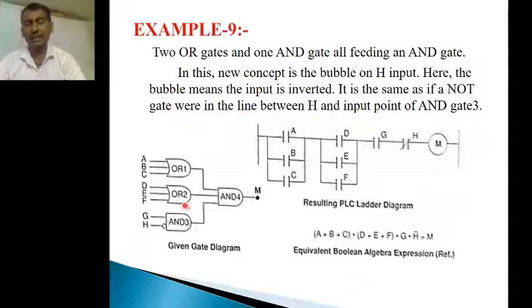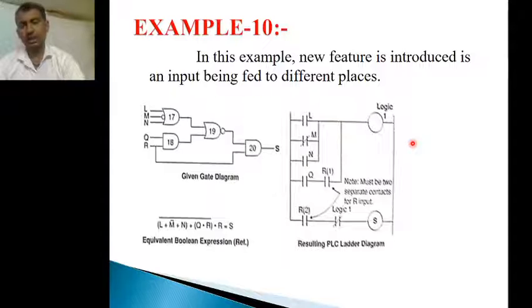And in the second combination, what do we have? Again an OR gate. So OR gate means parallel connection. What are the inputs? D, E, F. So D, E, F are connected in parallel. And in the third combination, which gate? AND gate. So what are the inputs? G and H bar. So H bar can be represented with a normally closed contact, and G and H bar connected in an AND gate, so we can represent them in series. So this is about the ninth example.